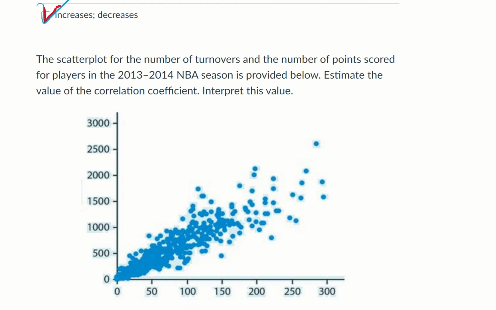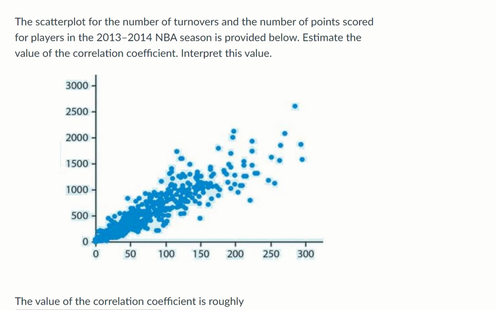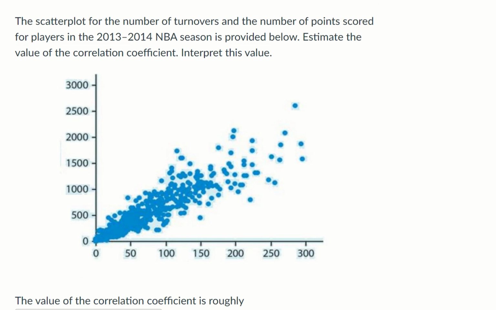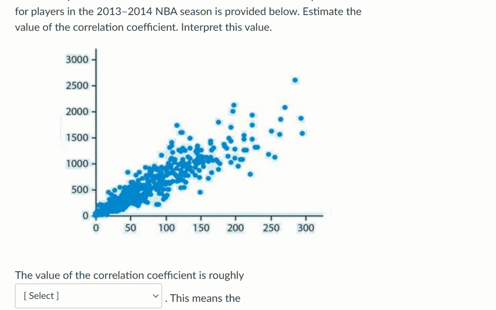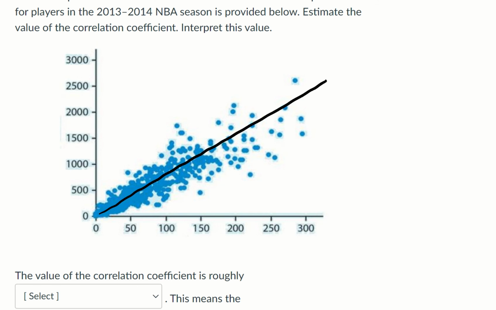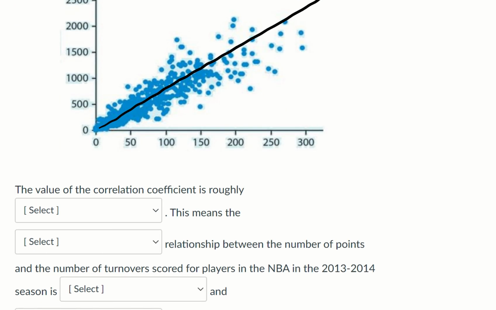All right. The scatter plot for the number of turnovers and the number of points scored for players in the 2013-2014 NBA season is provided below. Estimate the value of the correlation coefficient. Interpret this value. So this looks like a positive pattern, right? And does it look pretty strong? This is what we want to determine.